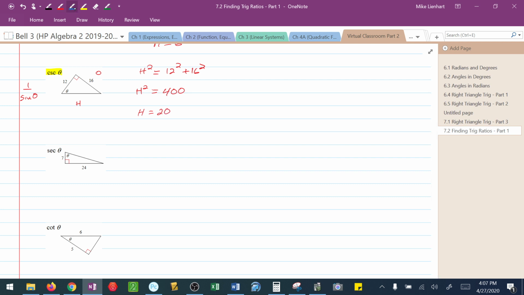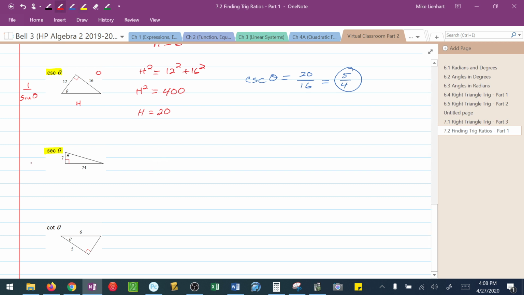If the sine is opposite over hypotenuse, then the cosecant is hypotenuse over opposite. If I simplify this fraction, both are divisible by 4, so that gives me 5 over 4. The cosecant is 5/4.